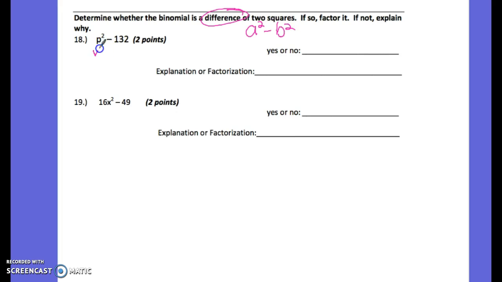Is p squared a perfect square? Yes. Is 132 a perfect square? No. So no, it's not, because 132 is not a perfect square.